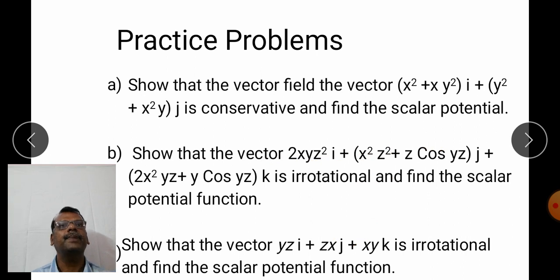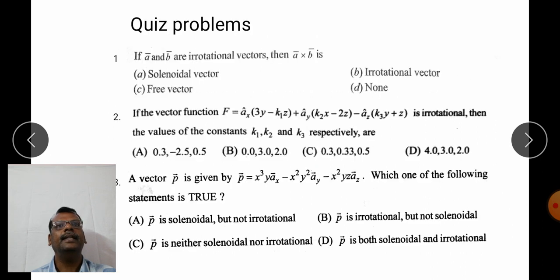And these are some problems that we have to do as practice at home. This is also very useful for examination purposes. These are simple problems that you have to do and find the scalar potential. And then some quiz problems that are also very useful for online quiz examinations. These are models which were asked in previous examinations, and GATE problems are also included.